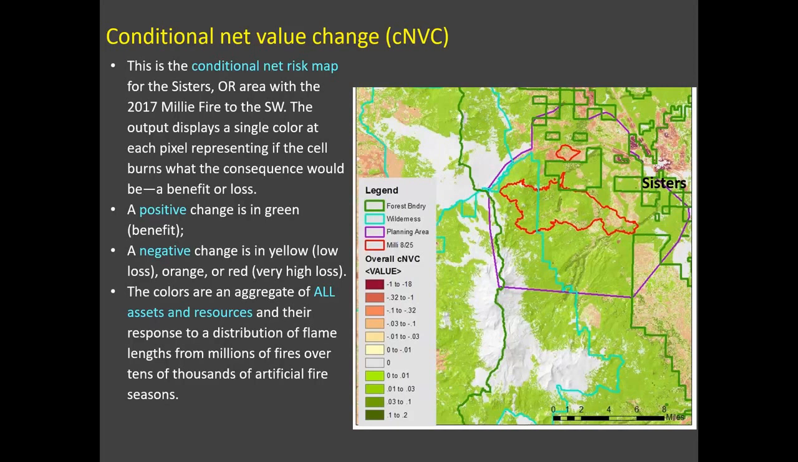The green is a positive change, a benefit, and the yellow is 0 to a little less of a change, negative change, and then the reds are a very high loss. And all these colors are aggregated up by those assets and resources over a distribution of flame lengths over tens of thousands of artificial seasons.